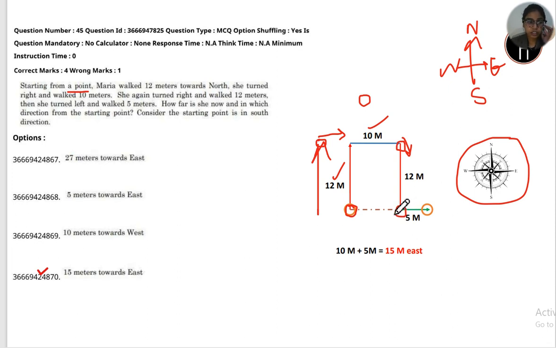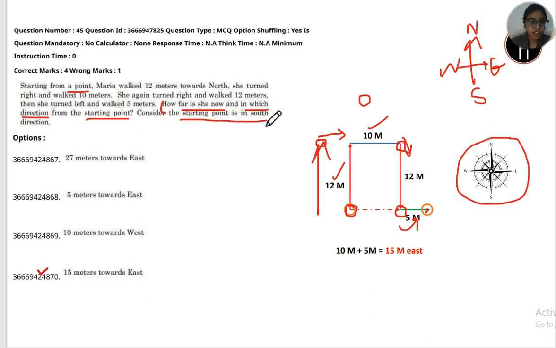And then she turned left. Now her left will be in this direction. She walked 5 meters. So this is your 5 meters. Now she has reached this position. How far is she now? After doing all this methodology, whichever is your last step, the question is asking about it in some context. Please read this part very carefully: how far is she now and in which direction, from where? From the starting point. So how far is she now from her starting point and in which direction?